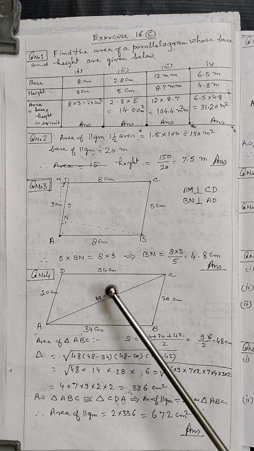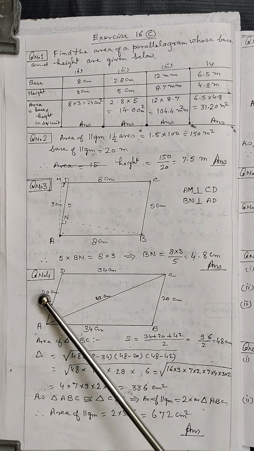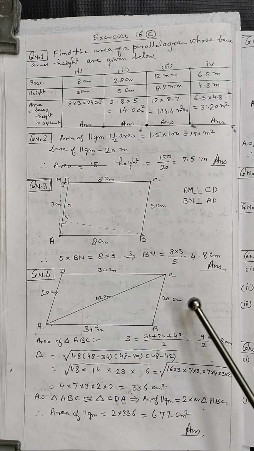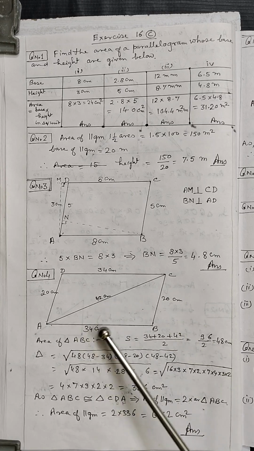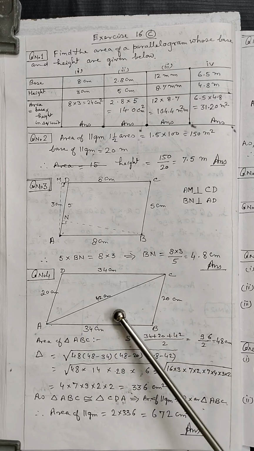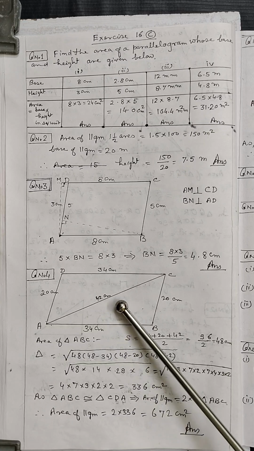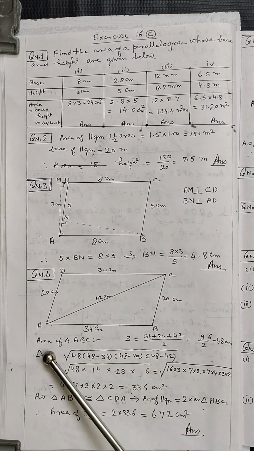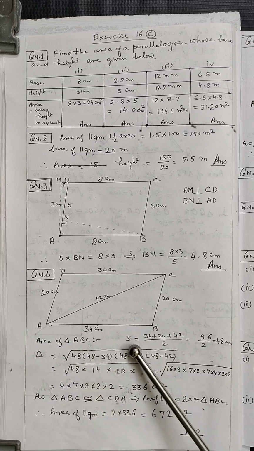So the area will be the same. You see here the 34, 20 and 42. If you take Heron's formula, again you will get the same thing. Here again 42, 34, 20. The sides of the triangles are the same here. So just to work out with the help of Heron's formula, I find out the area of the triangle ABC.